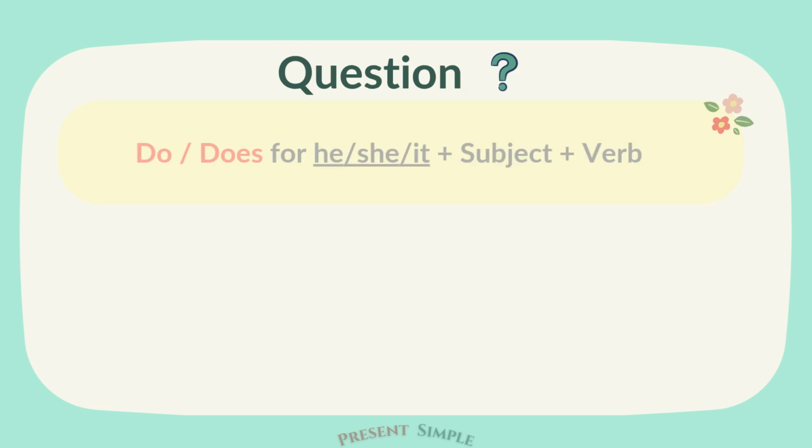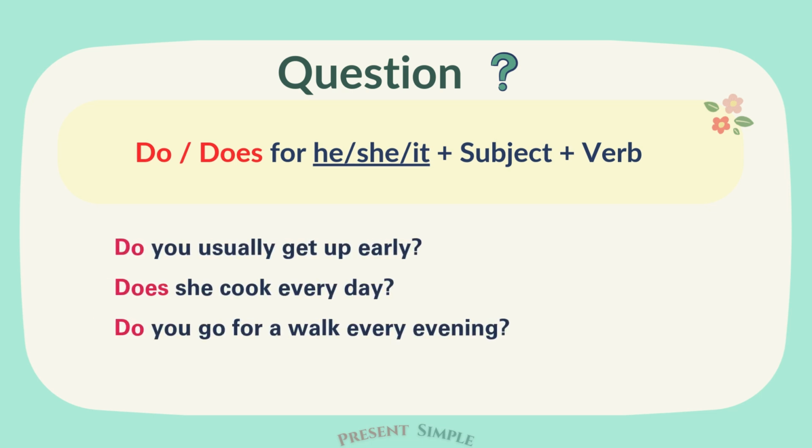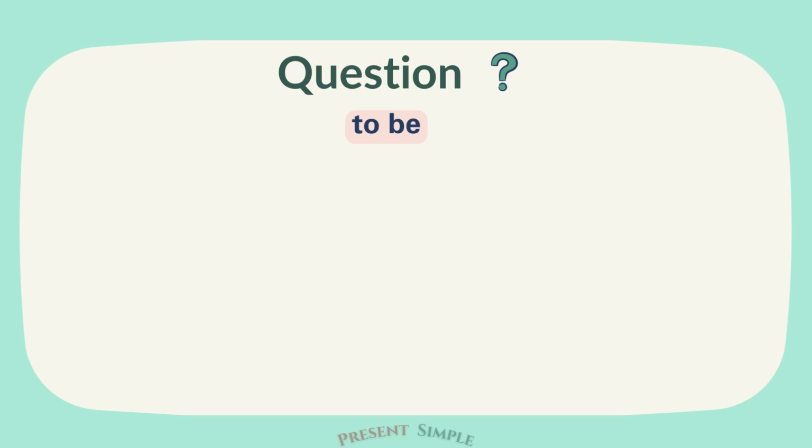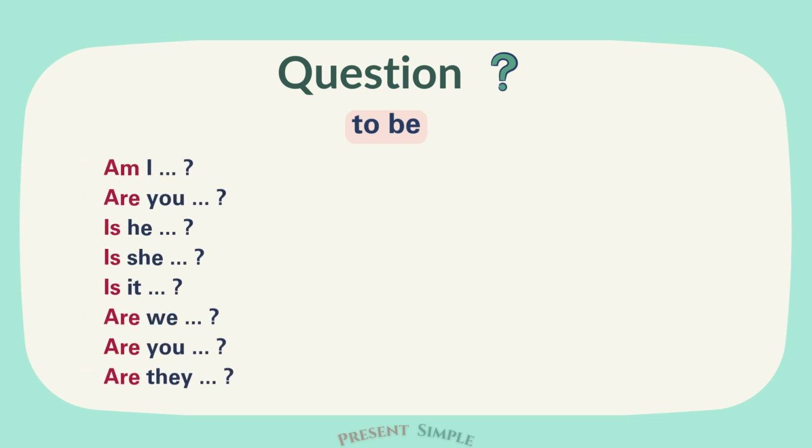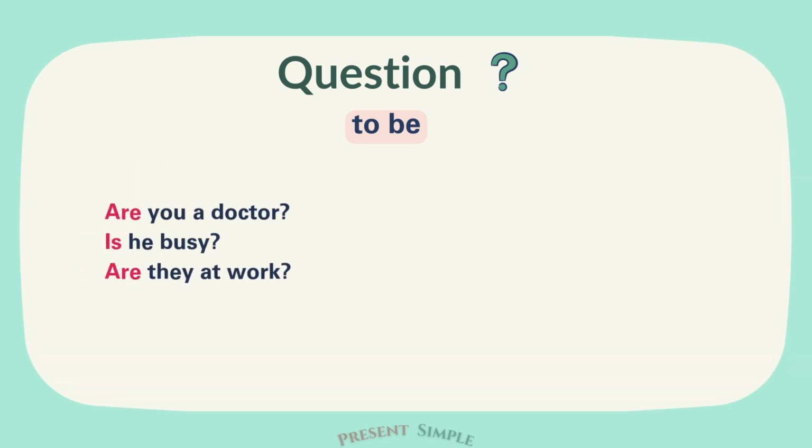As for the question form, we use a structure of do or does, followed by the subject, and then by the base verb. Do you usually get up early? Does she cook every day? Do you go for a walk every evening? When our base verb is the verb to be, we just put it before the subject. Are you a doctor? Is he busy? Are they at work?